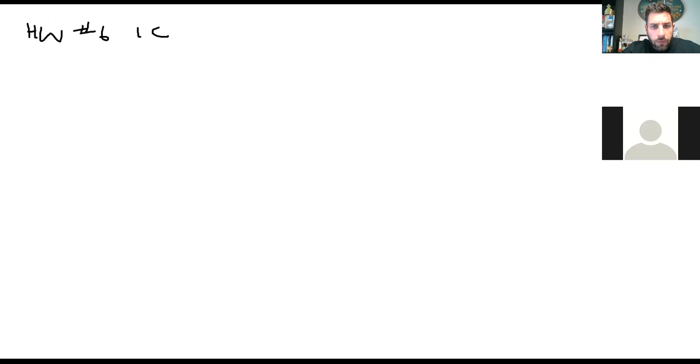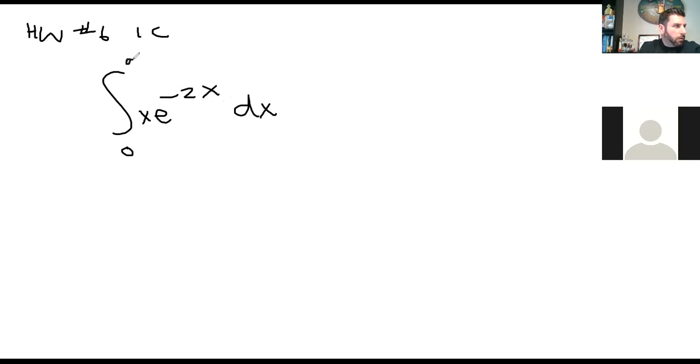So if we are on the same page, homework number 1, problem C, is this particular integral: the integral from 0 to infinity of e to the negative 2x dx, but this guy has an x in front of it. So this is the problem at hand. This is an example of an improper integral, and the reason we call it improper is because this upper bound is not a number. We are integrating forever and ever and ever.